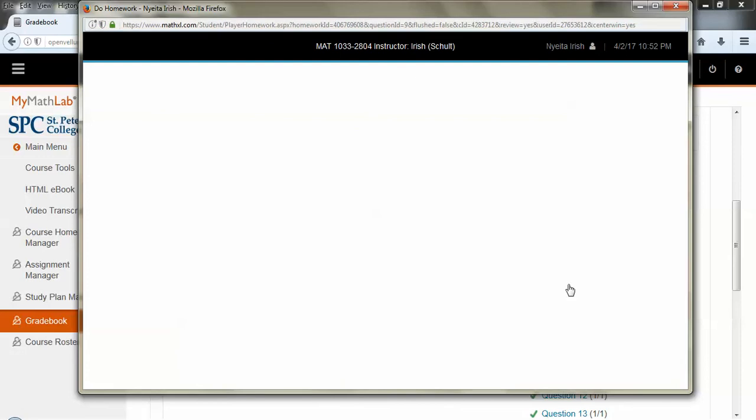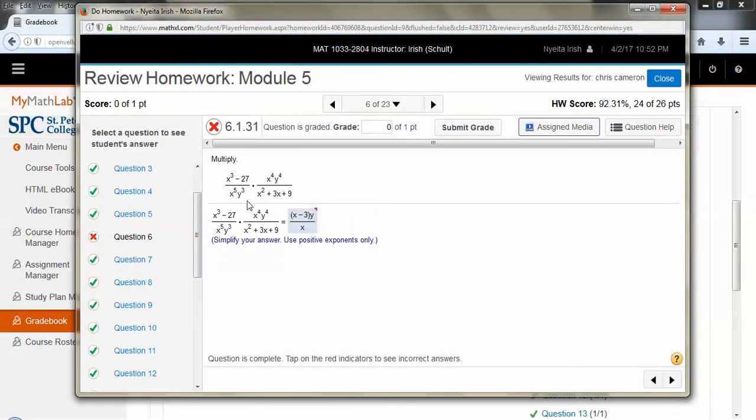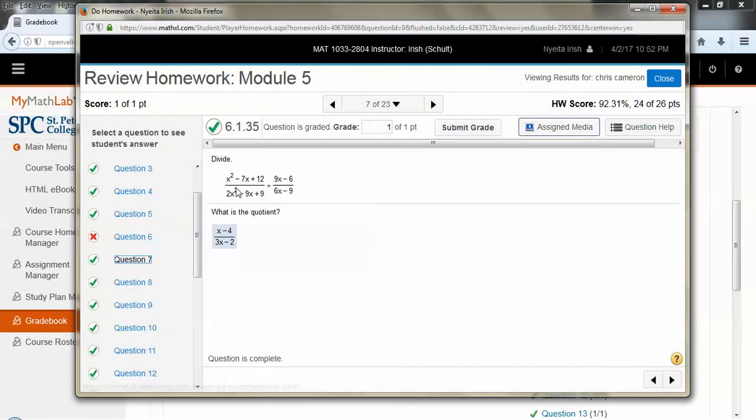Let's see. Yeah, this is where you're multiplying 2 fractions together. You can kind of take a look ahead and behind. This one you're dividing. So when you divide, you flip and multiply. But again, you're factoring and then canceling.